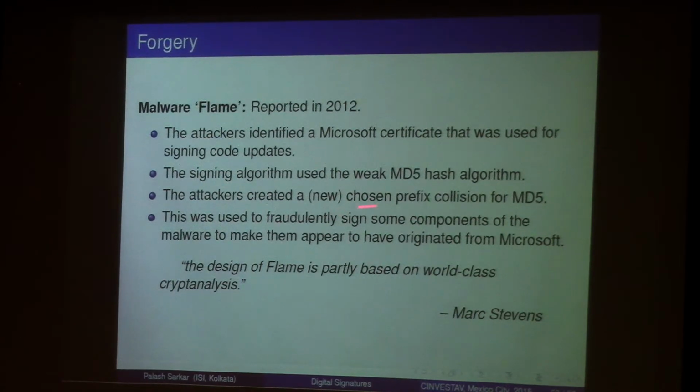Now, based on this prefix collision, this was used to fraudulently sign some components of the malware to make them appear to have originated from Microsoft. So the components, when the malware comes in, you verify, and it looks like it's come from Microsoft. The computer trusts it, and then it's completely gone. So this is one forgery. The forgery is by getting a new collision for MD5.